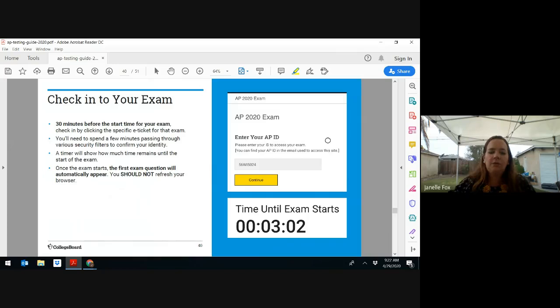Okay, so again, this is what it's going to look like. You're on Tuesday, May 12th at 10:30 in the morning. You are going to check into your exam. You're going to enter your AP ID right here, and then it's going to just do a countdown screen.